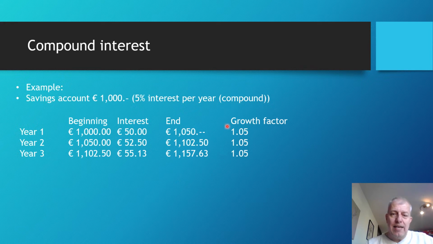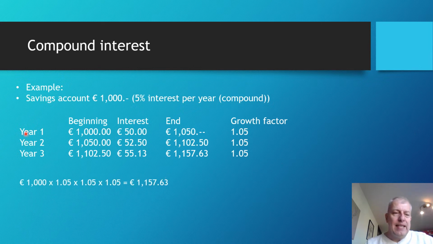So I've added 2 words here, growth factor, and the growth factor is 1.05 because every year, if I multiply the beginning by 1.05, the end is calculated. So each year, this bank account grows by a factor of 1.05, so multiply by 1.05.